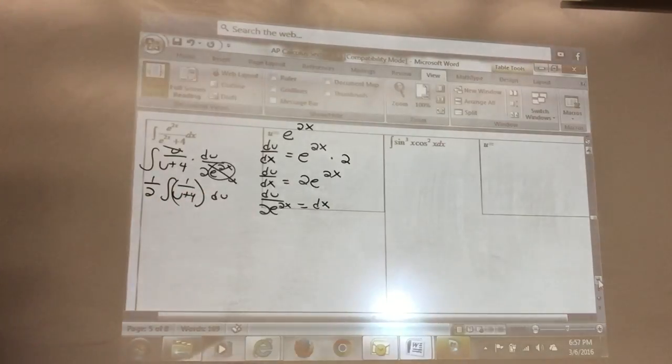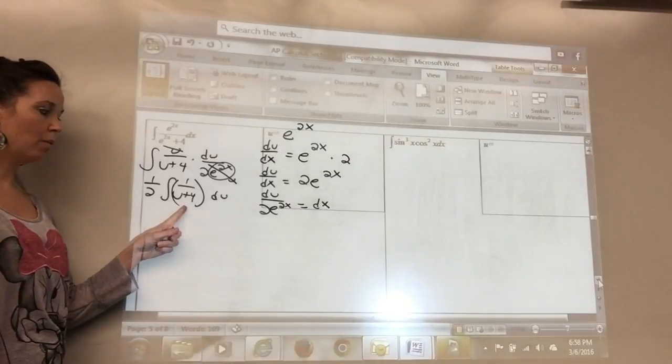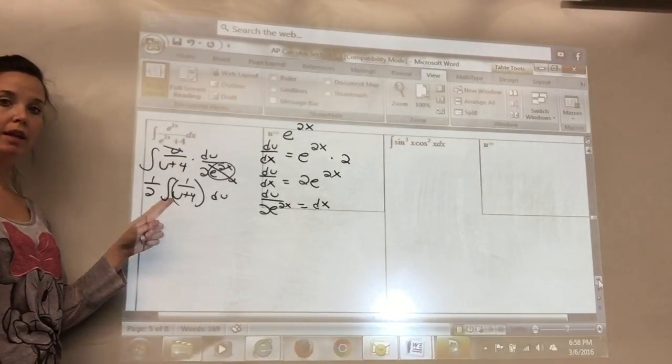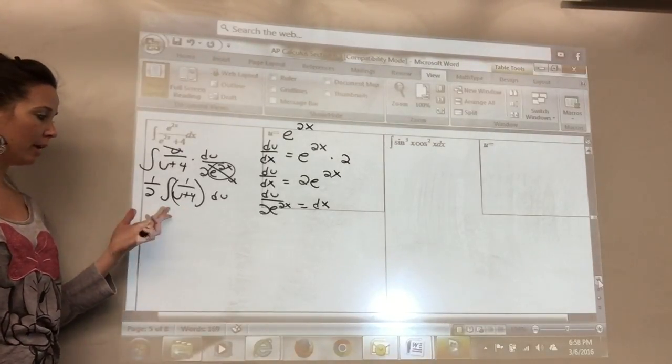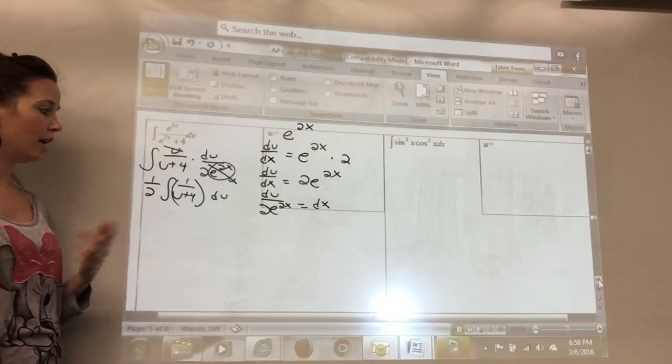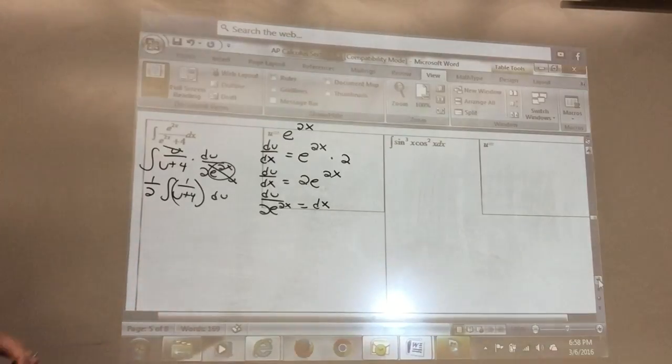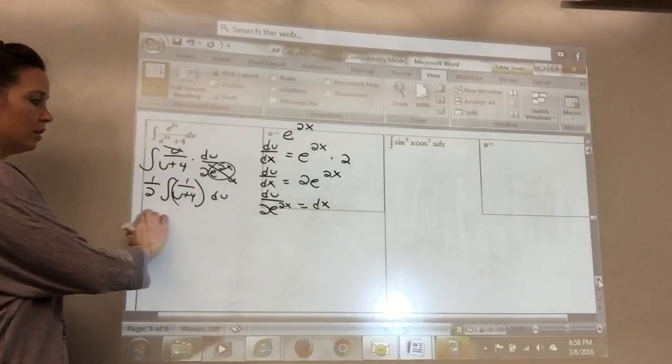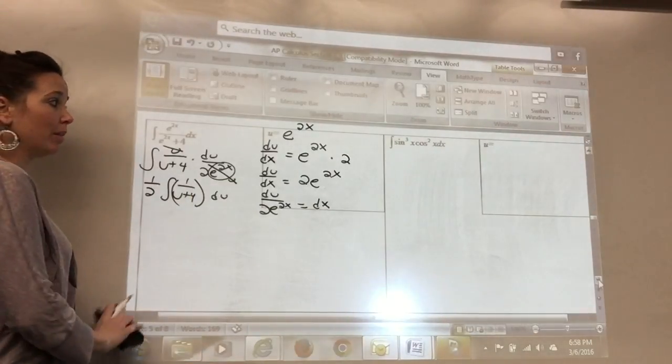But here's the problem. How am I going to integrate 1 over u plus 4? That's impossible. I can't break that up. I can't use my natural log rule. I don't have a quotient rule. So in the end, I'm forced, dead end, stop. I have to pick something different.